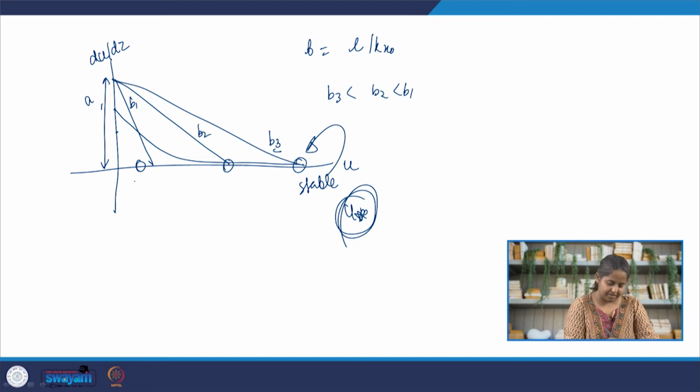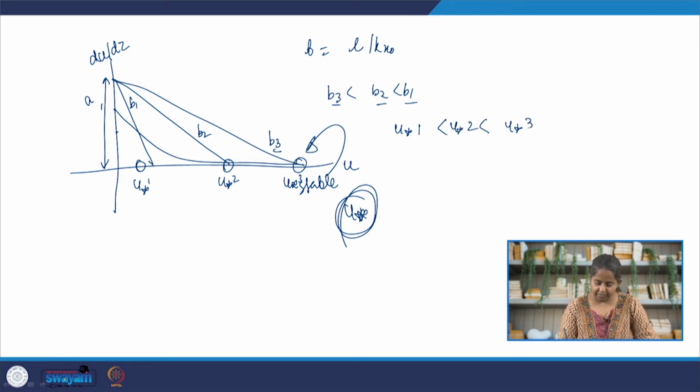Okay. So let's say this is U star 1, U star 2, U star 3. The star is indicating this is a stable fixed point, and 1 to 3 correspond to the corresponding B values. So B3 less than B2 less than B1, and the casualties look like this. So what I want to do is increase the value of B.